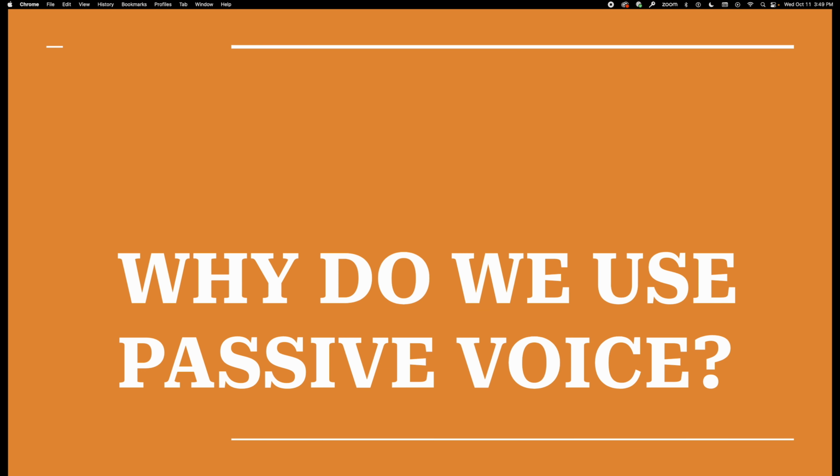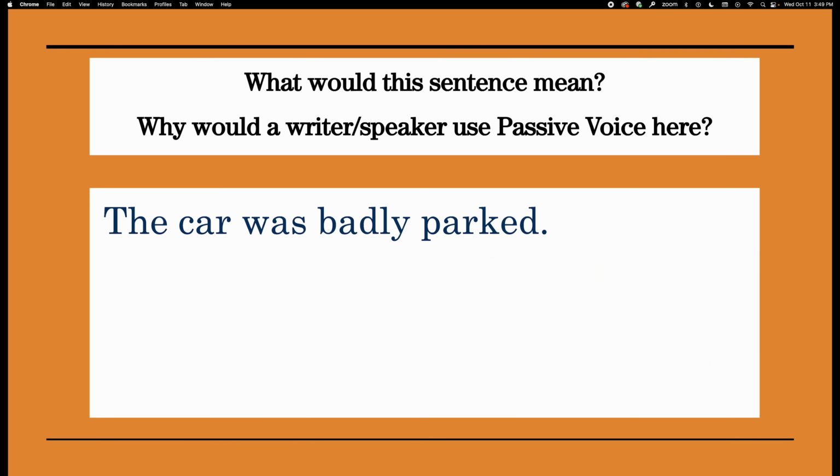You know how to do it. But why do you choose to use passive voice? What could your reason be? Well, let's look at this one. The car was badly parked. The meaning, I think, is clear. You're looking at a car. It doesn't look like it's in the right place, but you don't know who parked it.